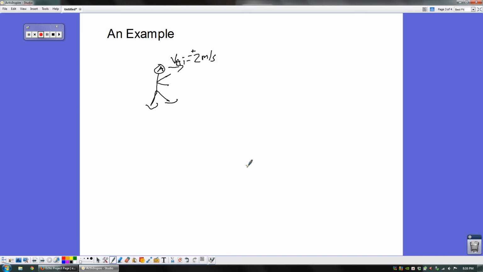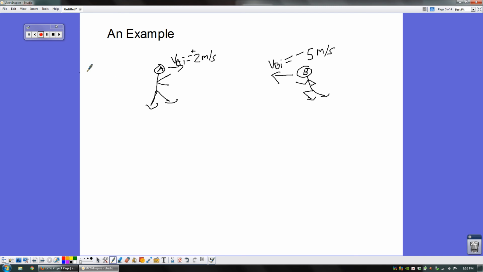To the right. Meanwhile, there's a hockey player practicing out on the ice. So, here we have our hockey player speeding along on his ice skates. Super cool. We're going to call him B. He is going this way with an initial velocity of much faster. To the left, he's going 5 meters per second.